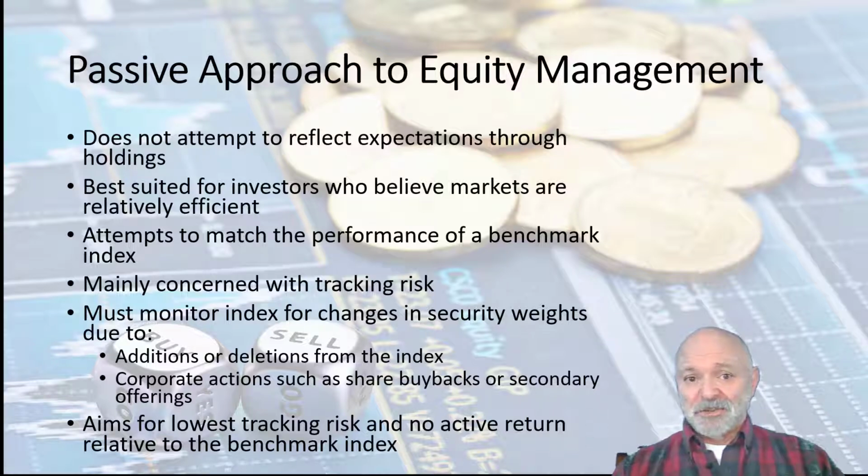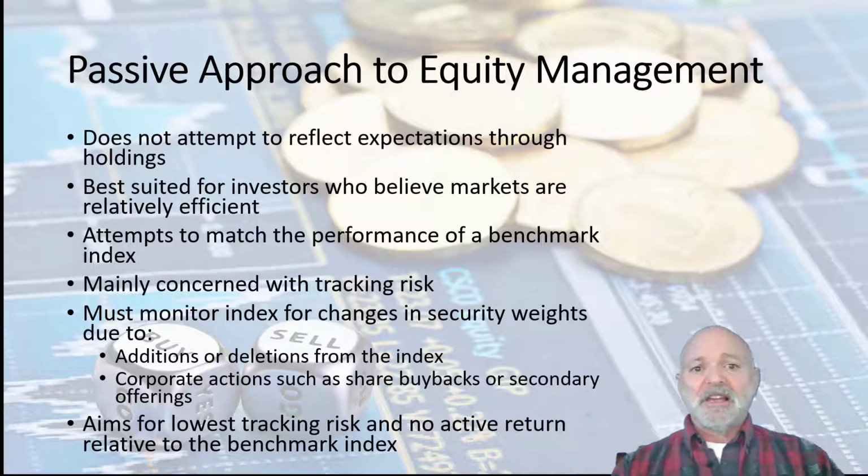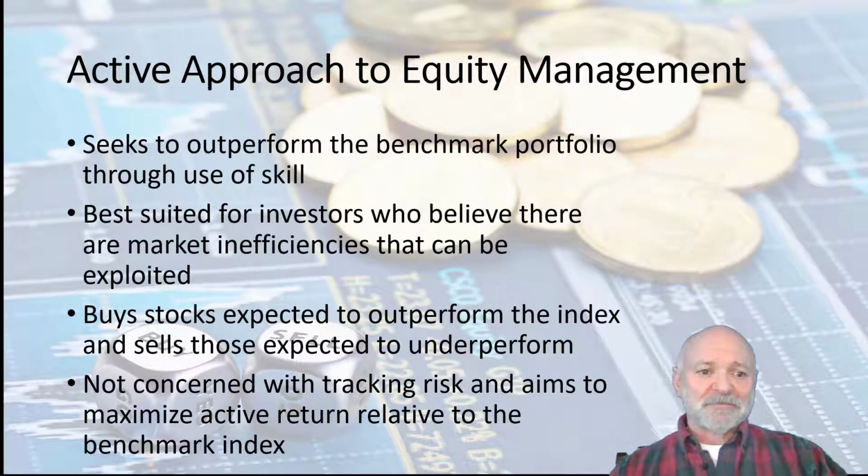Other indices like the Dow Jones indices are particularly selective. So changes in the index will change the way that our index tracking works. These indices may also be affected by things like repurchases of shares and additional secondary stock offerings. Our purpose in a passive approach is to produce the lowest possible tracking risk. And by doing this, essentially we have no active return, no return that is attributable to the selection of particular stocks. An active approach is on the other end of the spectrum.